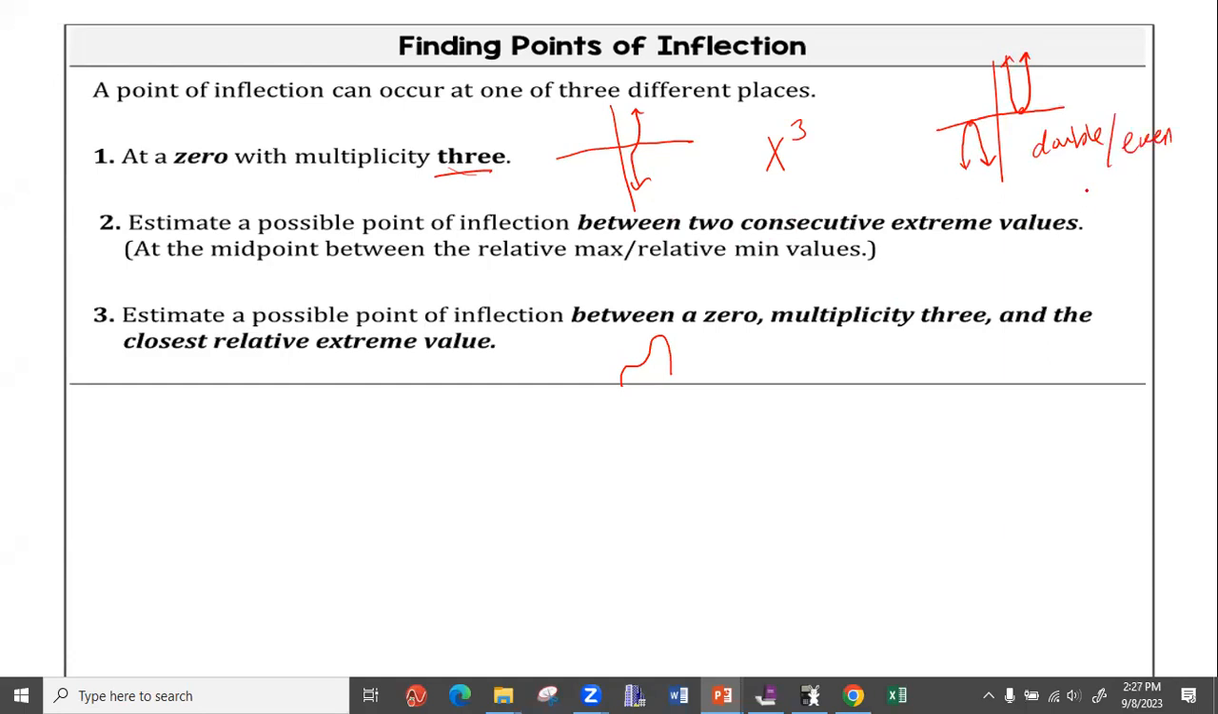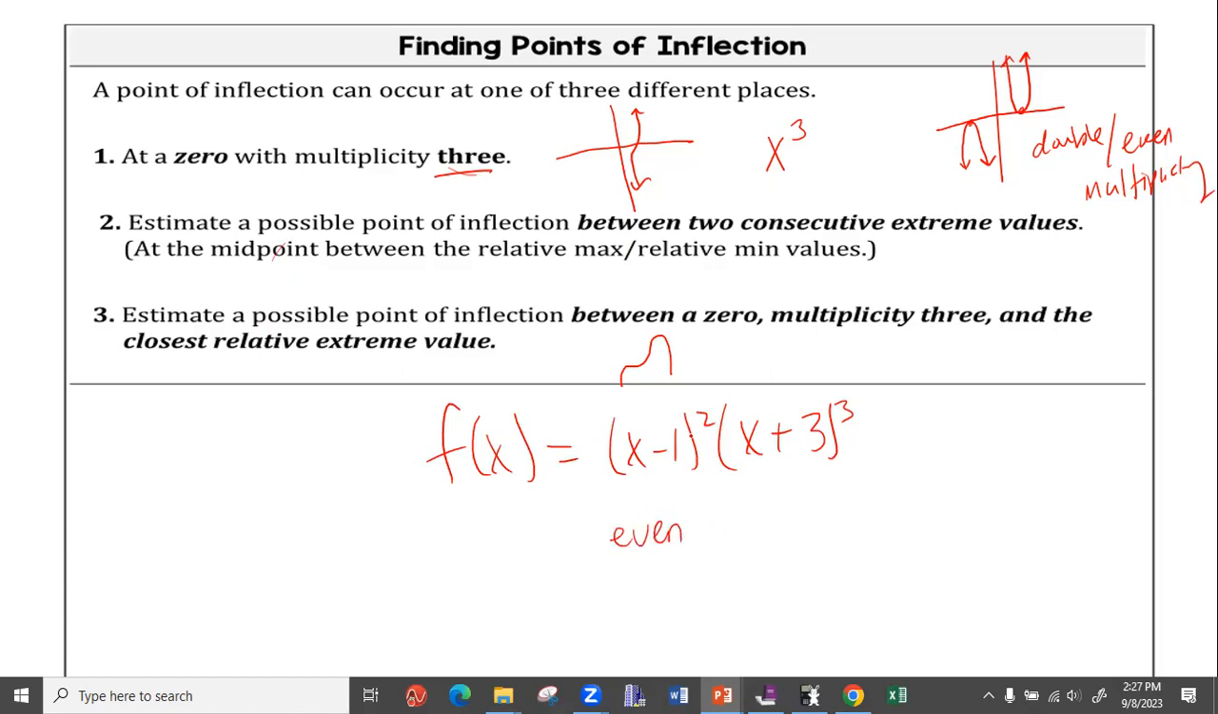And how does that work with the equations? It would only be able to be identified in an equation if it's in factored form. Remember, it has to be in factored form in order to see that. So as an equation, it would look like f of x equals, let's say, x minus 1 squared times x plus 3 cubed. I know that I have an even multiplicity at x equals 1, and I have an odd or triple multiplicity at x equals -3.